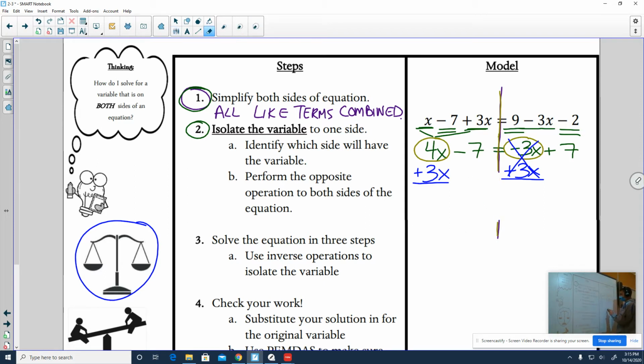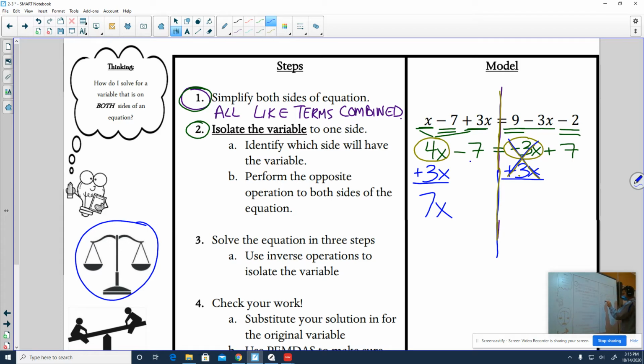Now, once again, we are not simply combining like terms across the equal sign. We're isolating the variable to one side by doing the opposite. The opposite of -3x is plus 3x. That cancels here. I do it to both sides. I've got a 4x plus a 3x, which is going to give me 7x.